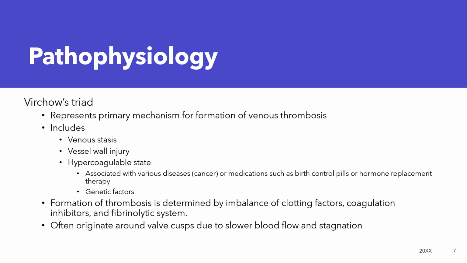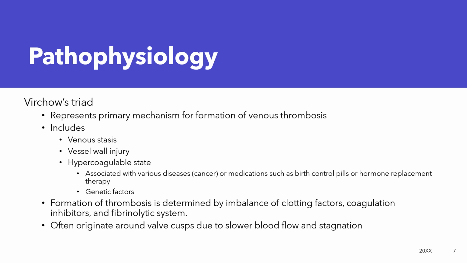And if we are out of balance here, we're developing clots but not really stopping their production with the inhibitors or not breaking them down. And this is where the issues arise. They also often can originate around valve cusps, and this is really due to stagnation of the blood in that area.